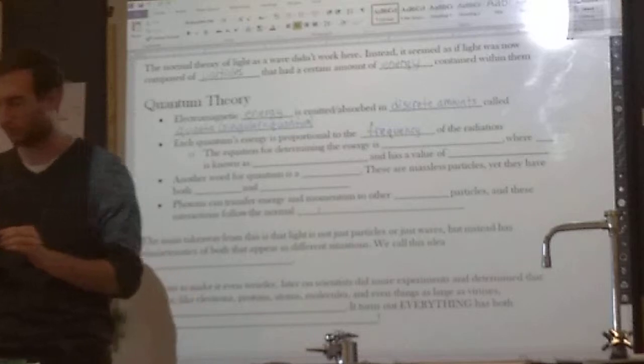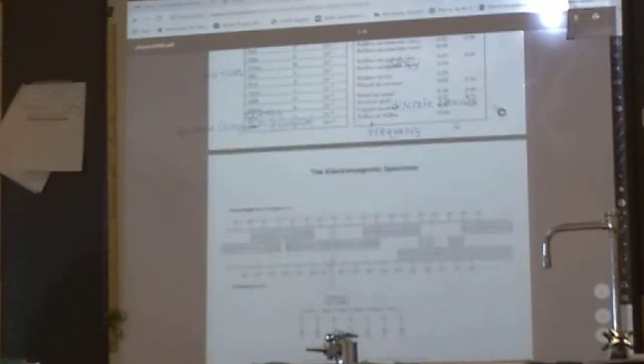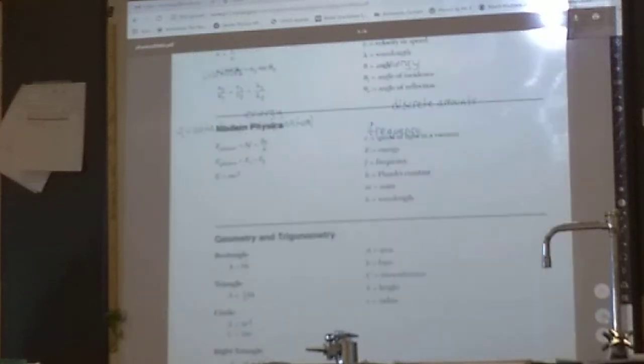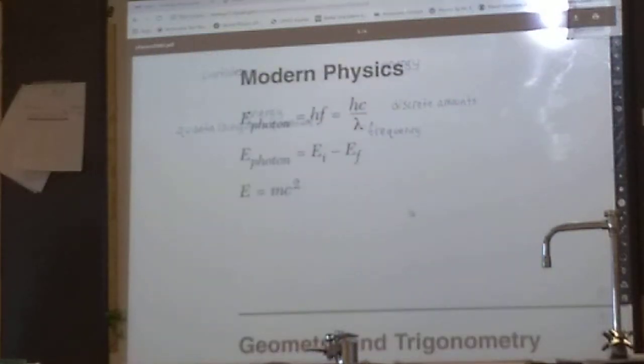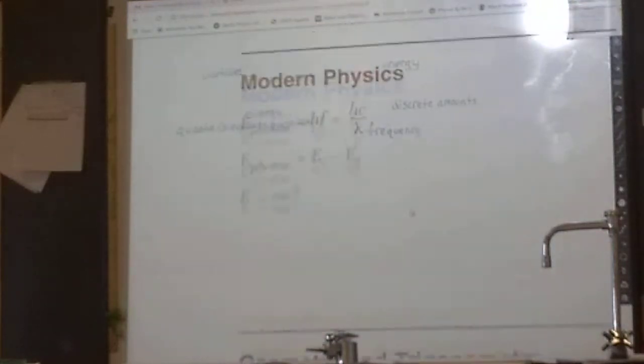And there is an equation for this. Let me pull up the reference table so you can see it. Regents physics reference table. Let's go to the reference tables. We're on to the modern section. Okay, there's the modern section. I'm going to zoom in. Okay, there's only 3 equations in the modern section. That first one is the one that is important right now.